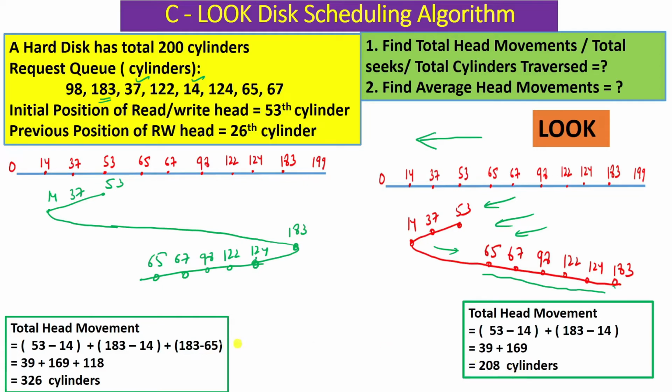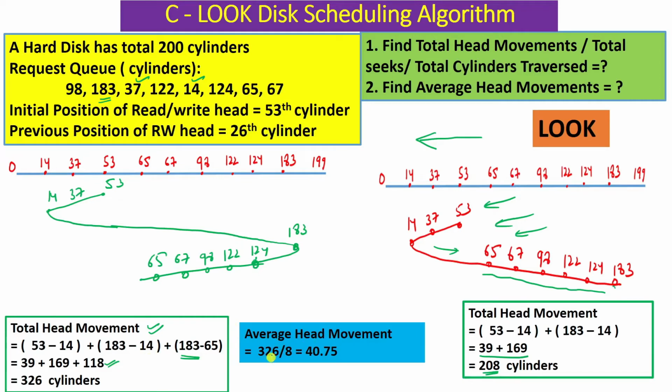So if you see, we have more cylinders traversed in this C-LOOK, that is 118 more, and here we have only 39, 169, 208. So you can see 118 more cylinders traversed in the C-LOOK algorithm, right? Accordingly, the average head movement will be 326 divided by the total number of requests, that is 40.75. So I hope you have understood this example.